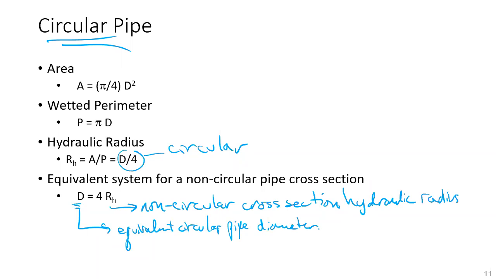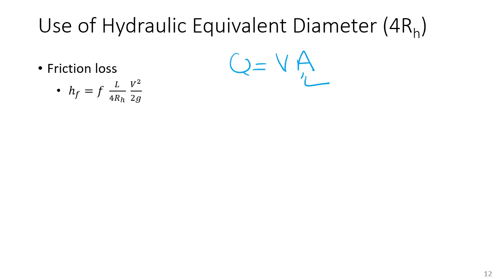So basically, in the previous slide where I had Darcy-Weisbach friction factor, relative roughness, Reynolds number, wherever you see the diameter, we're going to replace it with 4 times the hydraulic radius. So instead of f L over D, V squared over 2g, we have f L over 4R_h, V squared over 2g. Continuity is still the real cross-section. Average velocity times real cross-sectional area.